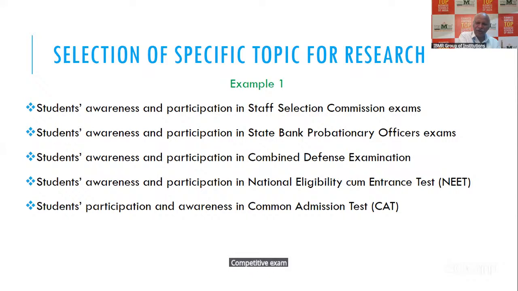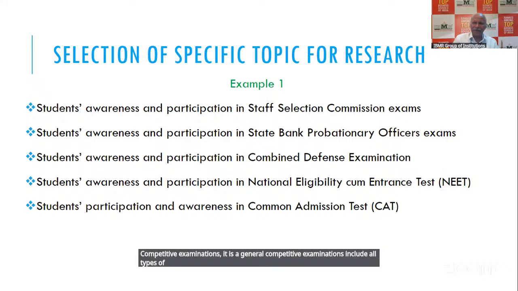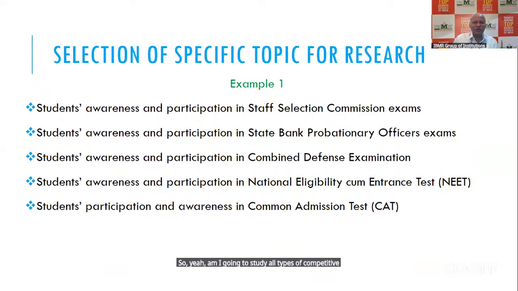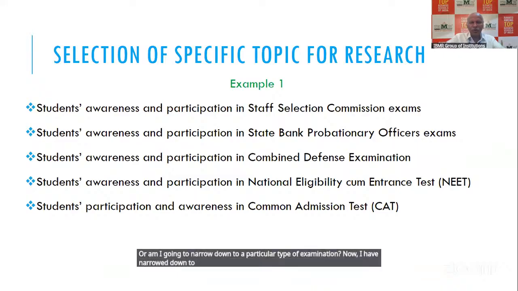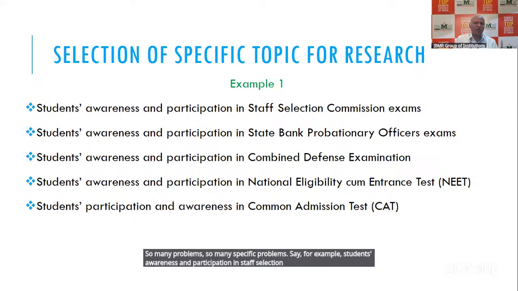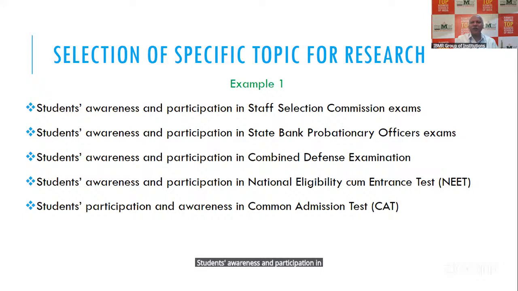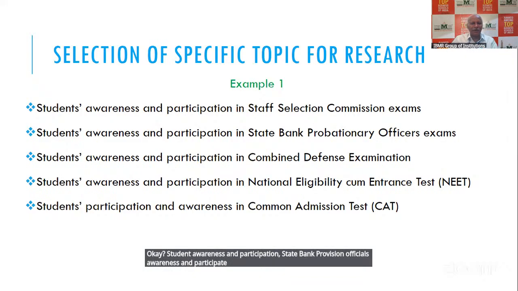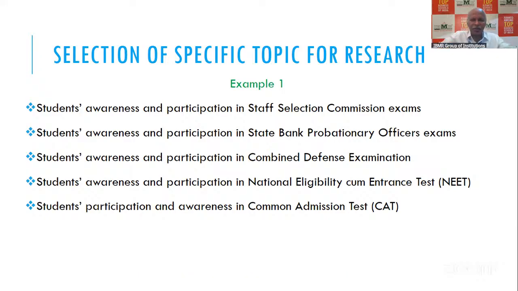Competitive examinations is general. Competitive examinations include all types of examinations. So am I going to study all types of competitive examinations, or am I going to narrow down to a particular type of examination? Now I have narrowed down to many specific problems. For example, students' awareness and participation in staff selection commission exam, in State Bank probationary officers, in combined defense examination, in national eligibility cum entrance test, CAT. Like that, I have explored and narrowed down into different problems.